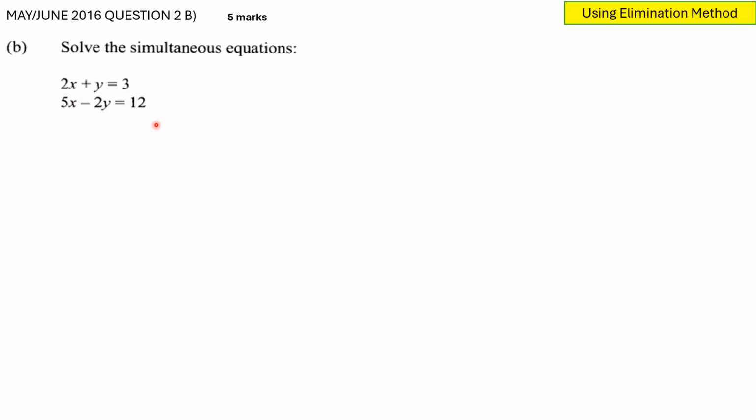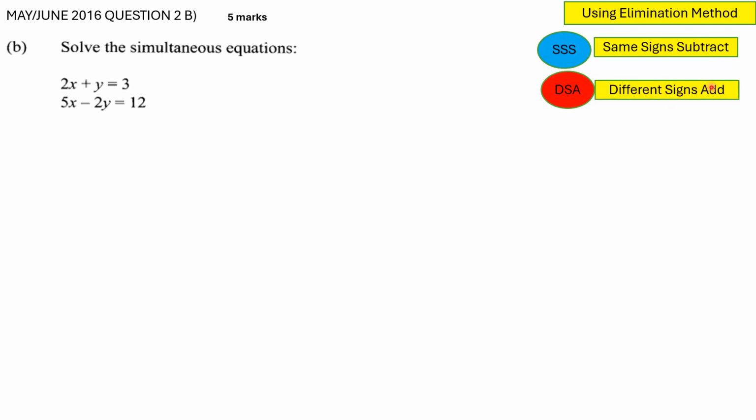Now we're going to be using the elimination method, and we have some rules to remember. If you have the same signs, and we're referring to these two signs here, SSS, same signs, you subtract. DSA means different signs you add. So in this question, the signs are different. So we have to add.